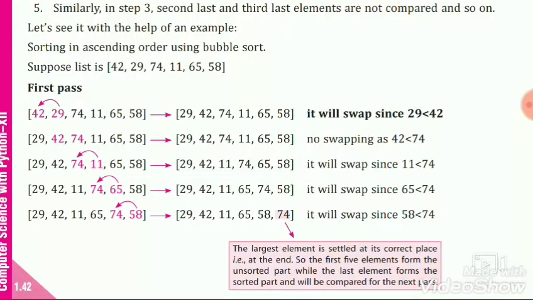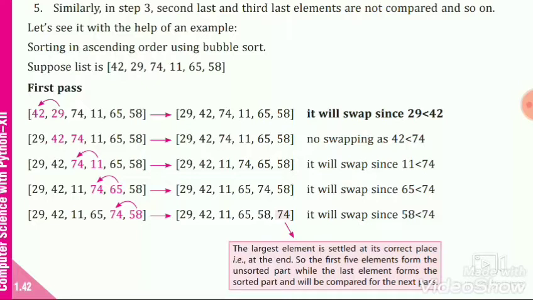So it will swap 29 with 42. After this it will check in the second line that 42 and 74: 42 is less than 74, so no swapping. In the third line it will swap since 11 is less than 74.